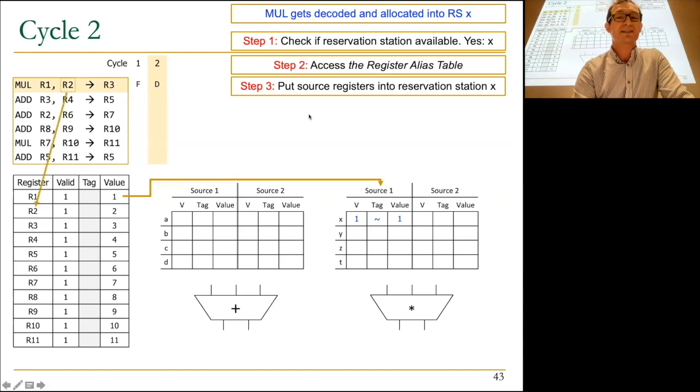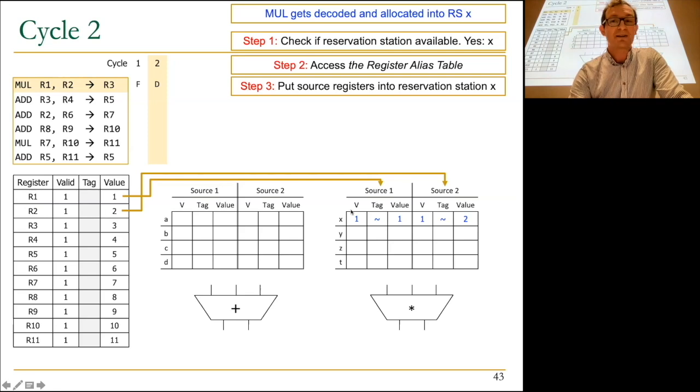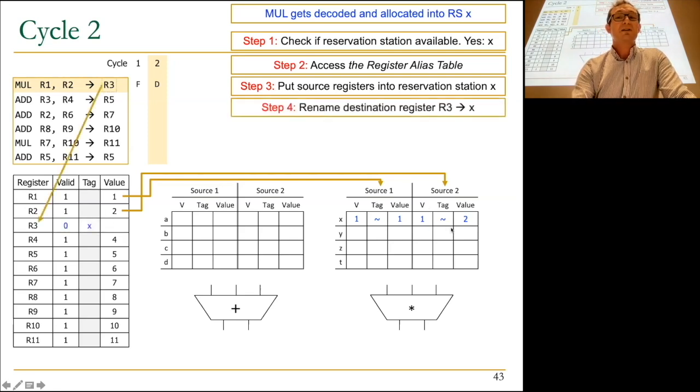We do the same thing for the second source. Okay, before I said that, step 3 is put the source registers into the reservation station X, right? I just showed this to you for the first source, but we do exactly the same thing for the second source. It's valid, the value is 2. So we basically copy the register file entry or register alias table entry to the source 2 over here. Sounds good.